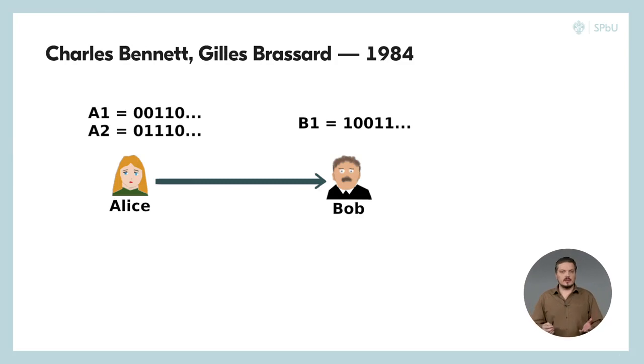Let's study this protocol, which is often referenced as the BB84 protocol, after the first letters of the names of its inventors. The protocol has multiple steps. On the first step, both Alice and Bob generate long enough random sequences of zeros and ones.